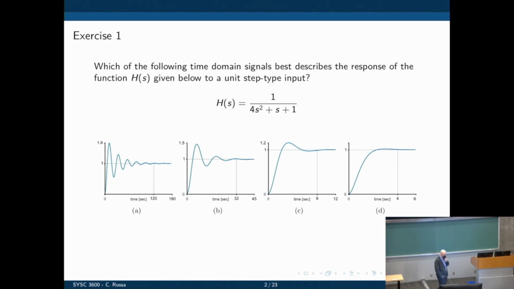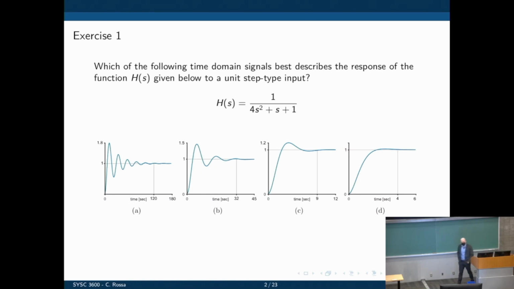The question is very simple. We are given a transfer function. And the question is, which of the following time domain signals best describes the response of the function h of s given below to a unit step input? A, B, C, or D. So I'll give you some time to look at this and see how you would approach this question before we solve it together.